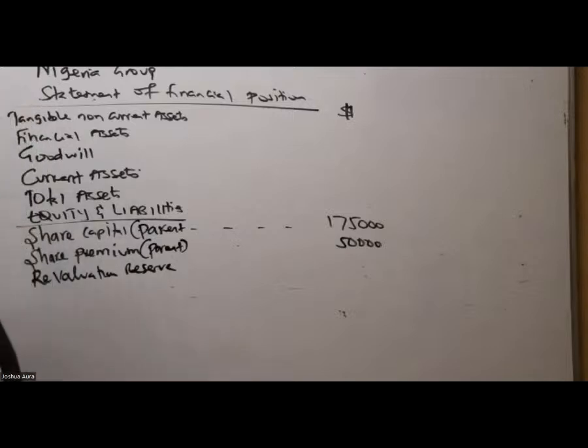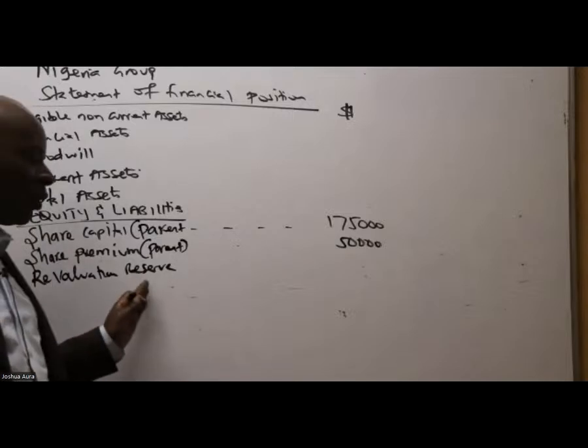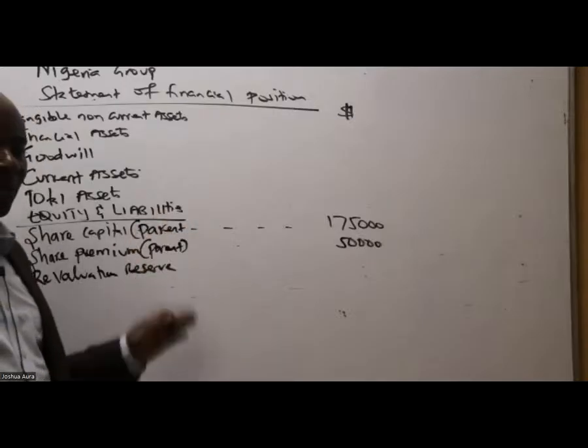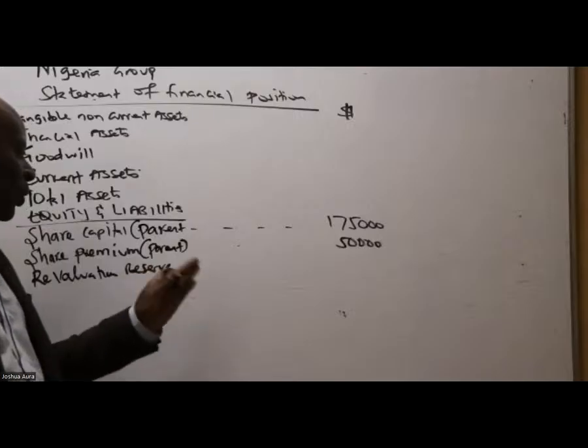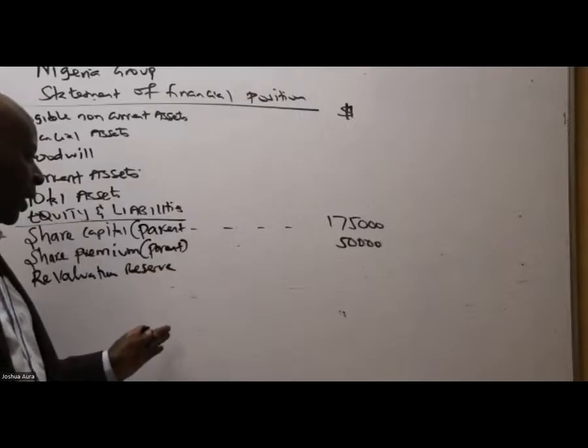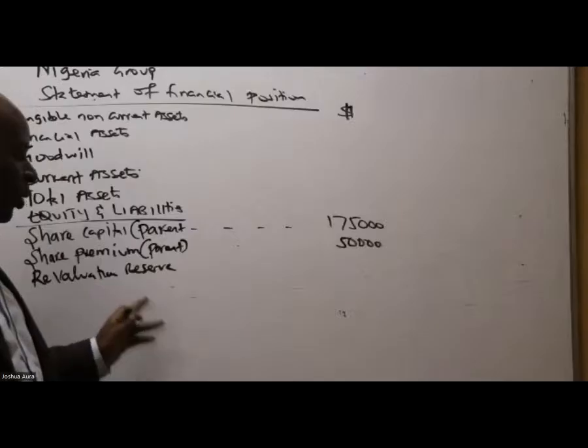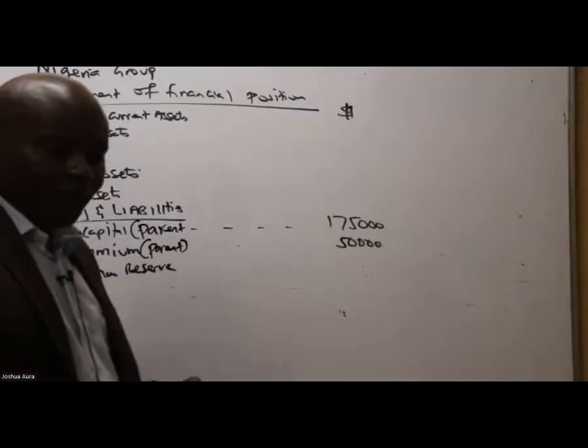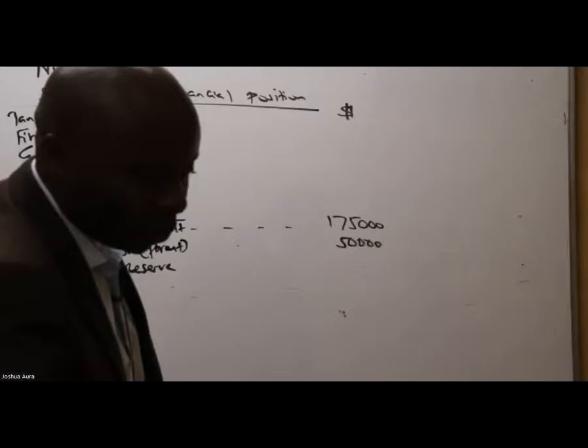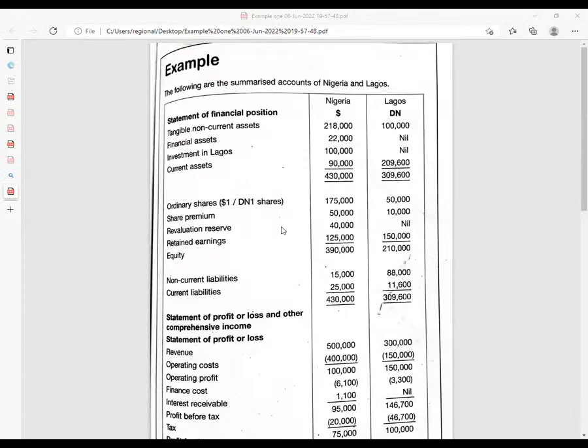So revaluation reserve, if there will be any revaluations being done later on, then I'll come to add the post-acquisition revaluation. So in this case, for revaluation reserve, the figure that you have there, pick the one of the parent only, but with possibilities of being adjusted. So revaluation reserve, I'll pick 40,000 alone.